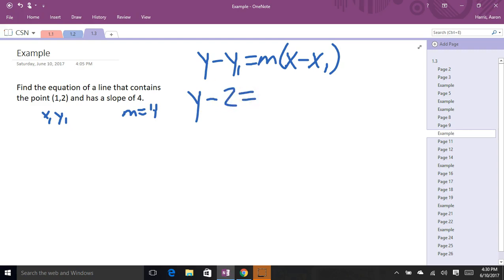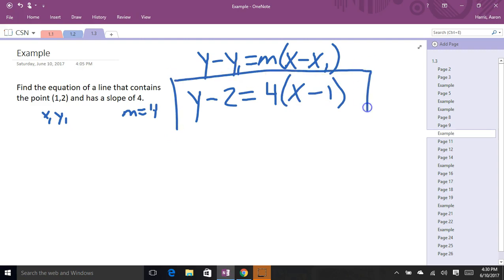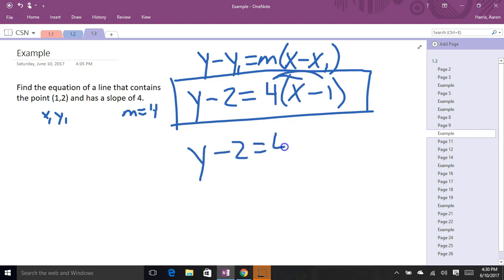I plug in my 4 for my slope, and then I plug in my x1, which is 1. Okay. Now this is an equation of the line. You could stop right there if it says write an equation in point slope form, or if you're going to continue on, you can also put it in the more familiar form, slope intercept form, by solving for y after you distribute.